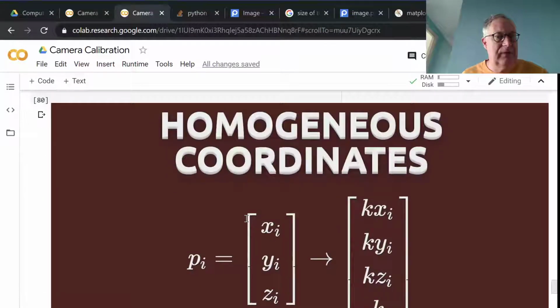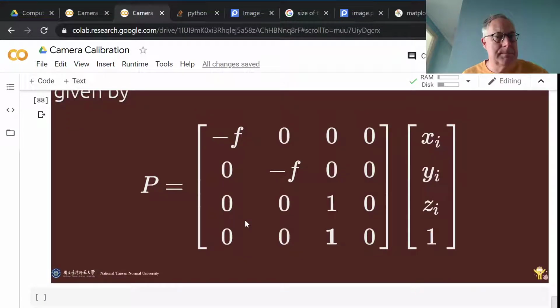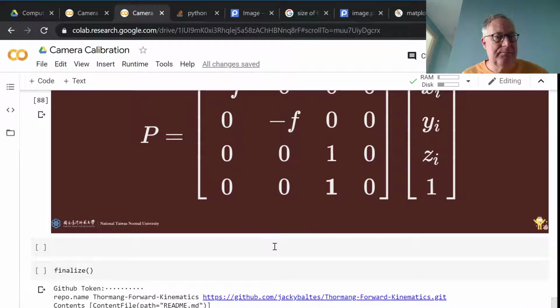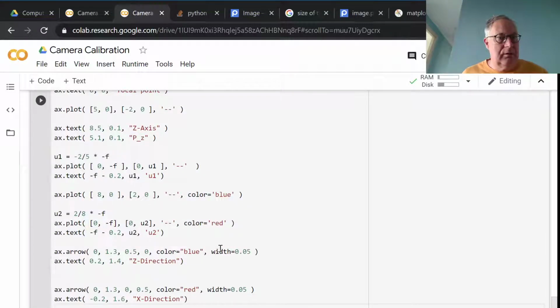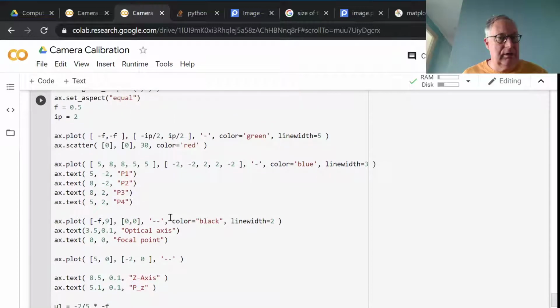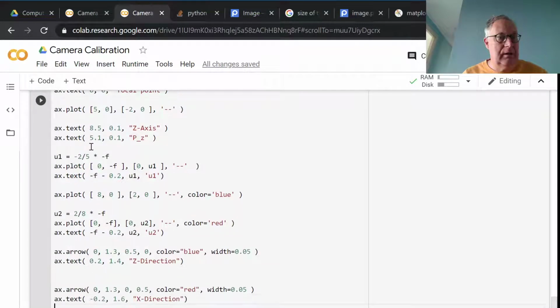If I look at the figure, so now my original image plane was located at minus f, right? And it was from IP2 to minus 1.